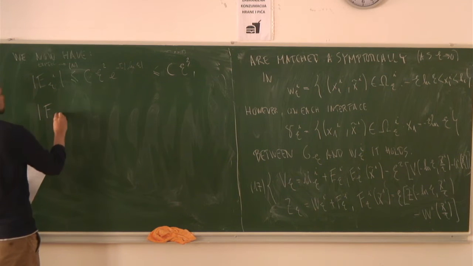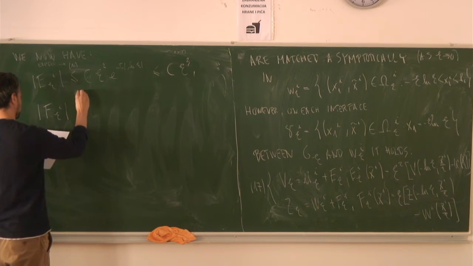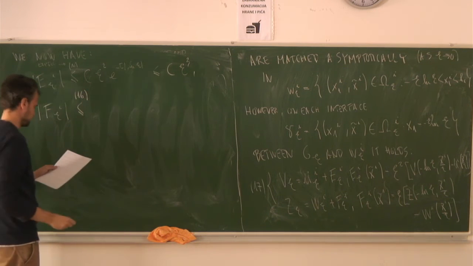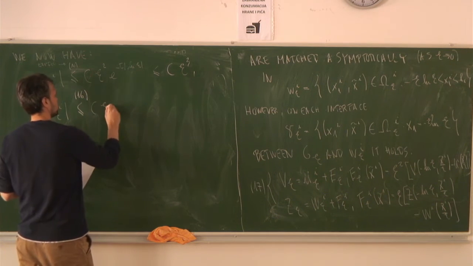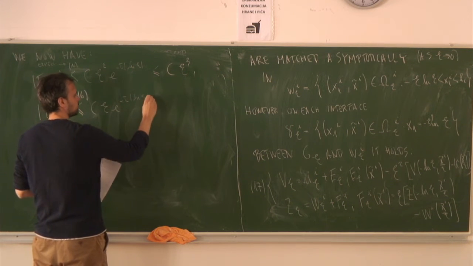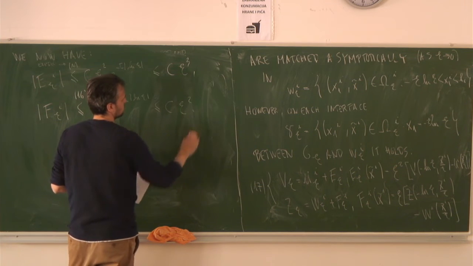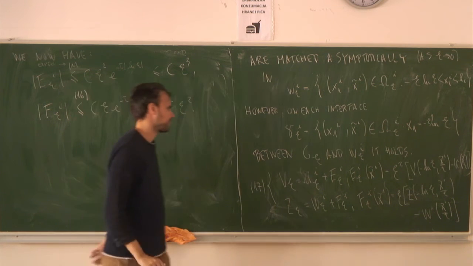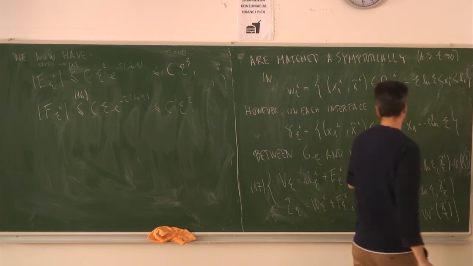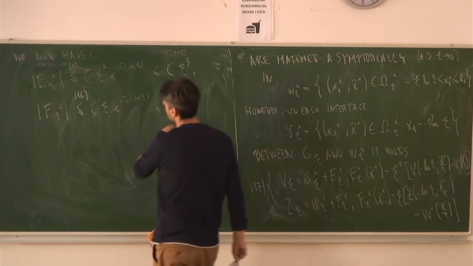And f epsilon I, in the same manner, is less than or equal to c epsilon e to the minus tau epsilon. So this is c epsilon squared. So of course, since the difference in the order is 1, it will also be here. So epsilon to the third and epsilon to the square.